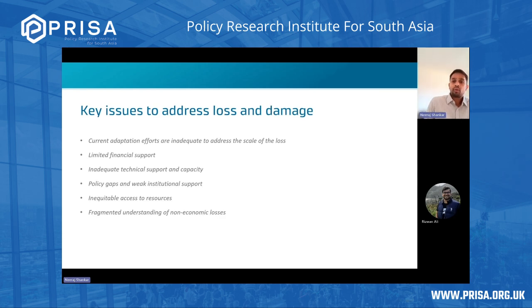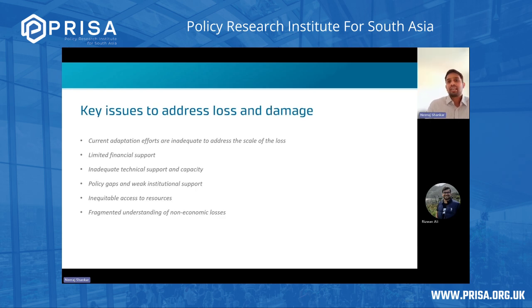And the next one is, while some technical support mechanisms exist, like the Santiago Network or some informal working groups, many vulnerable communities lack the capacity to implement appropriate strategies. So there is an urgent need for tailored technical expertise, training, and knowledge sharing to ensure sustainable recovery and resilience.